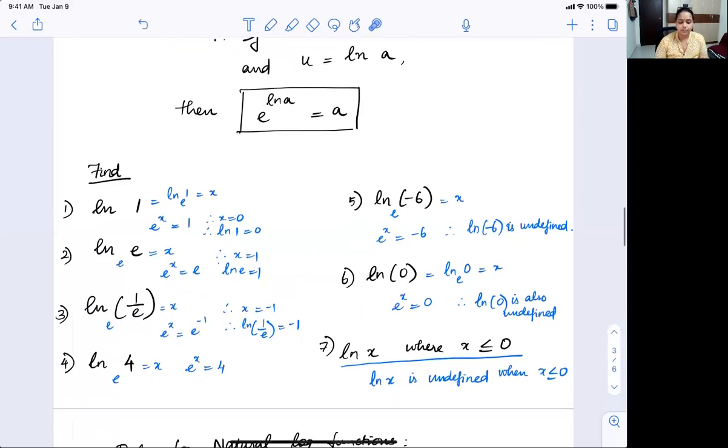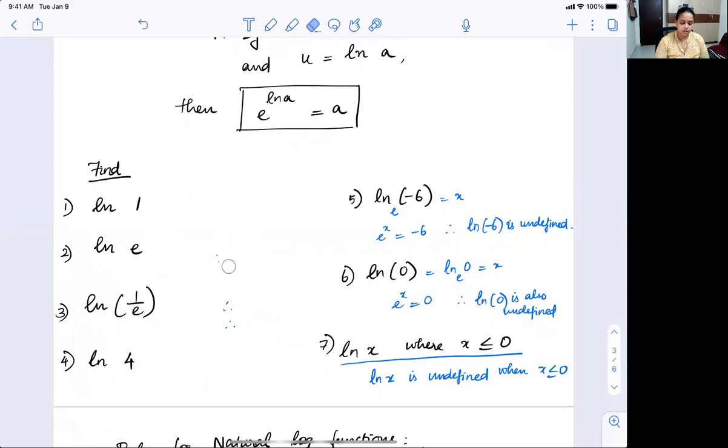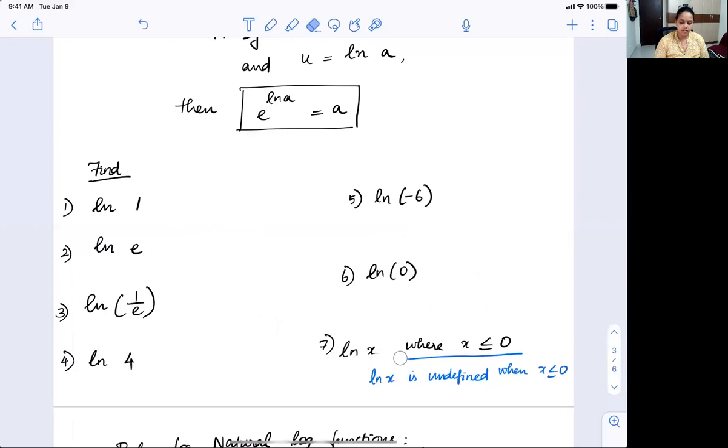Now, what is ln of 1? Ln of 1 is just ln 1 to the base e. And let me call that x. I think what I'm going to do is quickly solve all of these here so that it looks clearer for you. Sorry about that messy writing. Hopefully, when I rewrite it, it will look cleaner and easier for you.